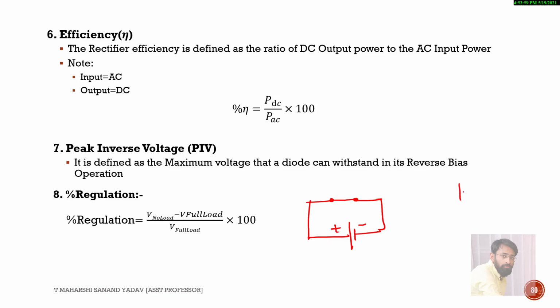Next, the diode. In order to make a diode reverse biased, P should be connected to negative and N should be connected to positive. In this case the diode is reverse biased, so it acts as an open circuit. It is defined as the maximum voltage that a diode can withstand in reverse bias. The maximum amount of voltage that a diode can withstand in the reverse bias case is called peak inverse voltage. Next, coming to regulation. Regulation is no load minus full load, by full load, into 100. This is the formula we use to calculate percentage regulation.